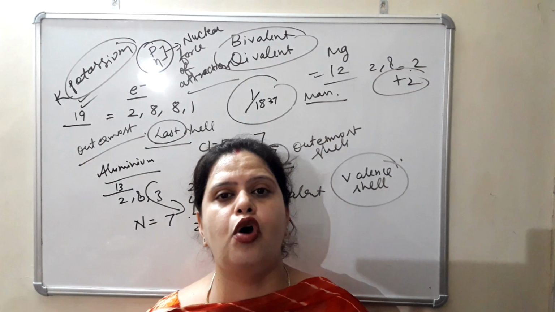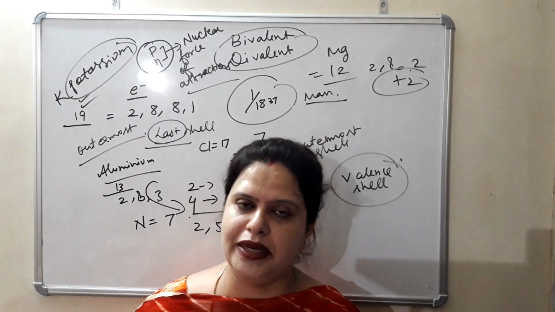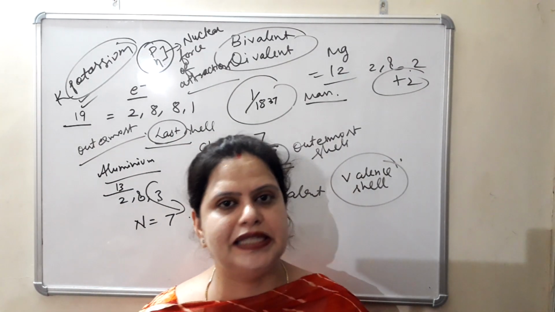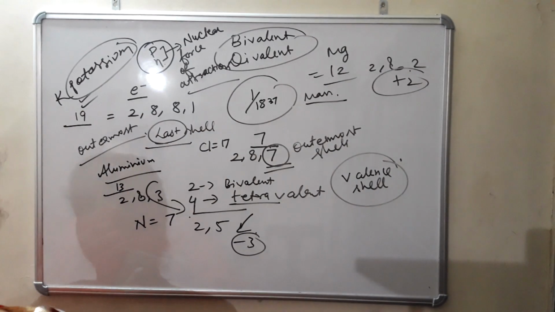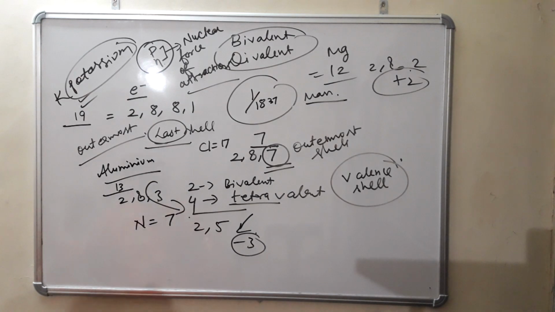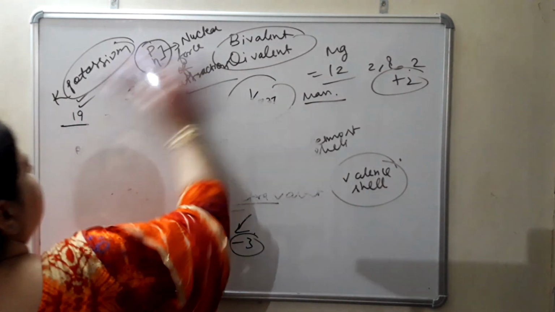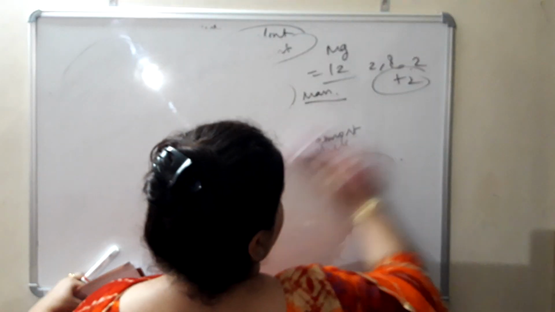So what is chemical bonding? Force of attraction which is present either between the atoms of the same element or between the atoms of different elements. Let's take some examples to understand what chemical bonding is. Let me give you a few examples.